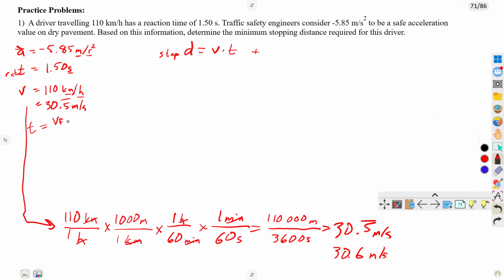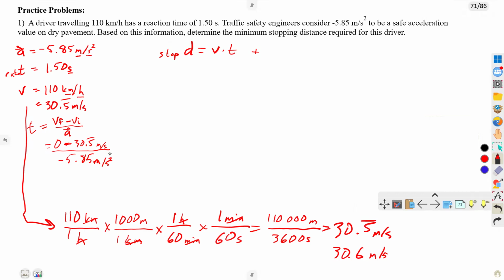VF minus VI over acceleration. Our final velocity is going to be 0. Our initial velocity is 30.5 repeating meters per second. Divide that by the acceleration of negative 5.85 meters per second squared.